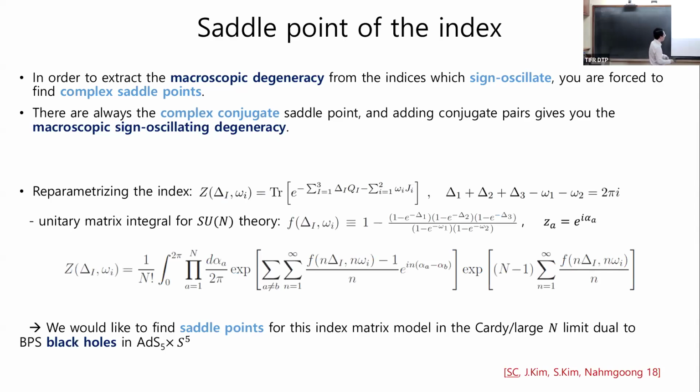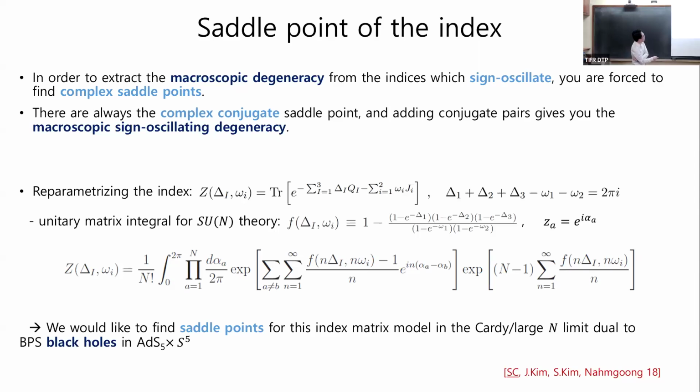So keeping in mind that we now consider the index and finding complex saddle points of the index, we now deal with refined chemical potentials. So now we have 4 chemical potentials because we are dealing with the index, so they are constrained by these.